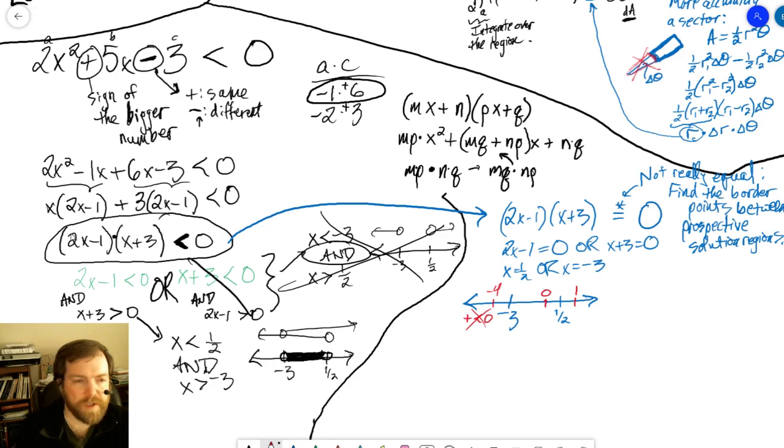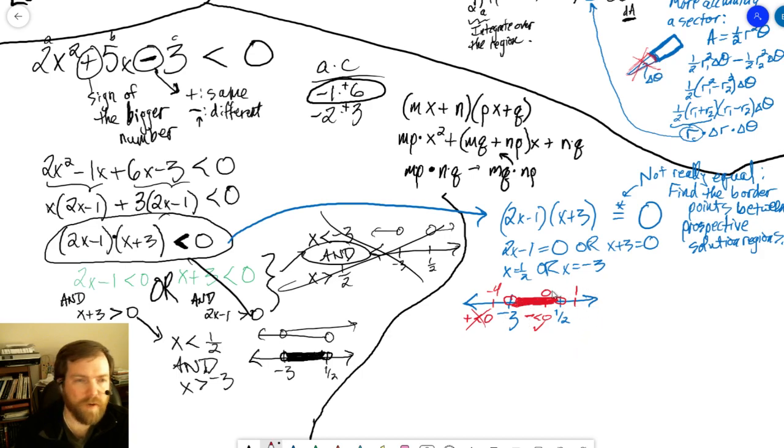At 0, we can see that we get 0 minus 1 is a negative, times 0 plus 3 is a positive. So negative times a positive is negative, and negative is less than 0. Cool. So we're going to shade in the region that contains 0, and its border points, -3 and 1/2, are both not allowed, because here this is not less than or equal to, it's just strictly less than. So it can't be equal to, really. So we get everything between -3 and 1/2.